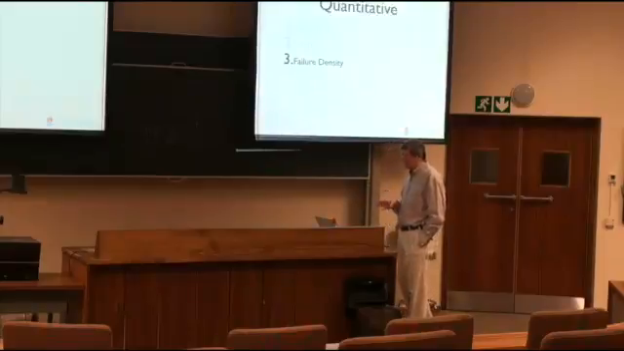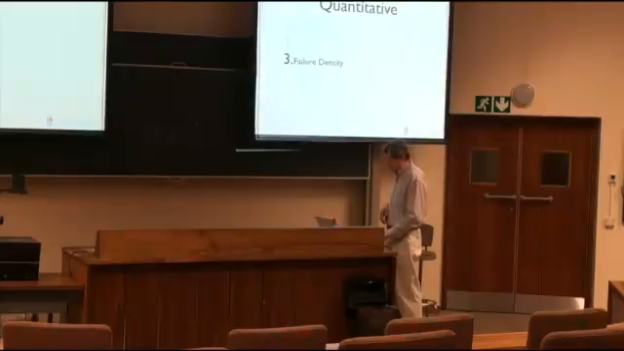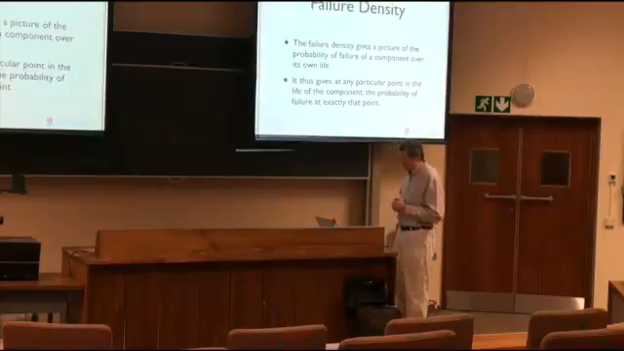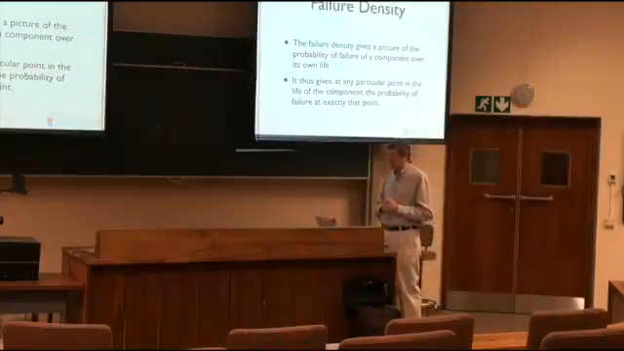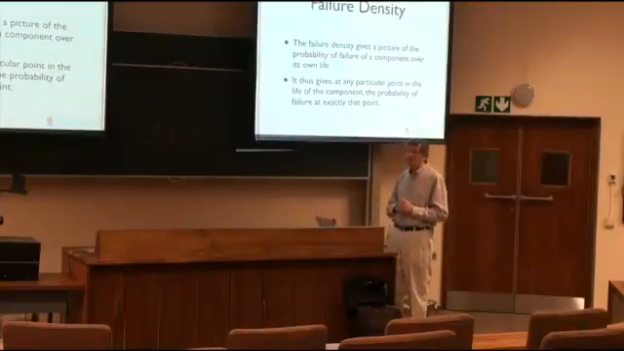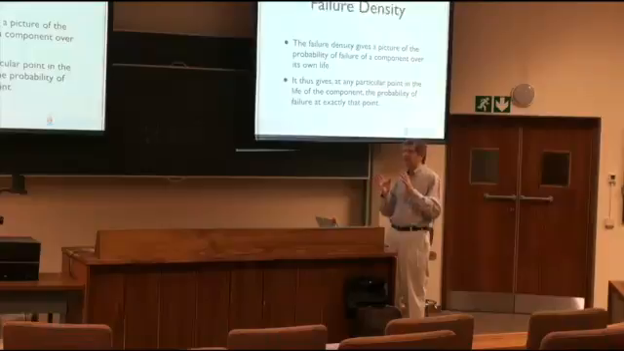Right, failure density is the third one. The failure density gives a picture of the probability of failure of a component over its own life. Now let me just say those first two quantities that we consider are repairable systems type of quantities. We're considering the life of a whole system. We said that we're talking about systems.